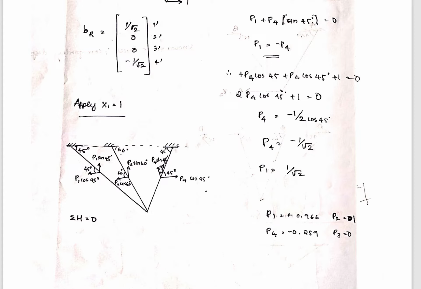So first of all, to obtain the first column of the Bx matrix, apply x1 is equal to 1. Then to obtain the second column of the Bx matrix, apply x2 is equal to 1. Remember, when you are applying x1 is equal to 1, don't consider the third member. That is, we have removed two members. So the forces are to be applied one by one.